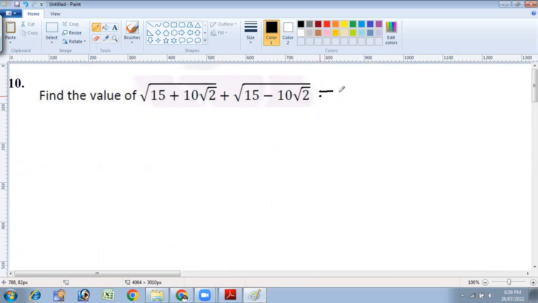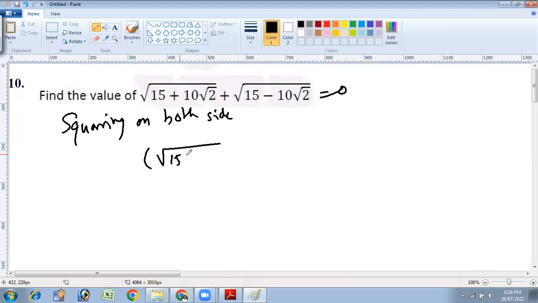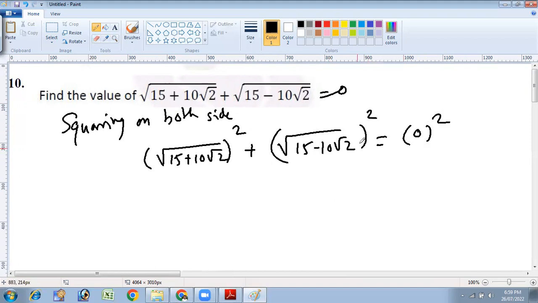I will consider this as 0. Suppose, let. So squaring on both sides. What will I get? Suppose it is equal to 0. Squaring on both sides, look here. It is like this: (15 plus 10 root 2) bracket square plus (15 minus 10 root 2) bracket square, and here it is 0 square. So here what are you getting? 15 plus 10 root 2 you are getting, here 15 minus 10 root 2, and here 0 as it is.